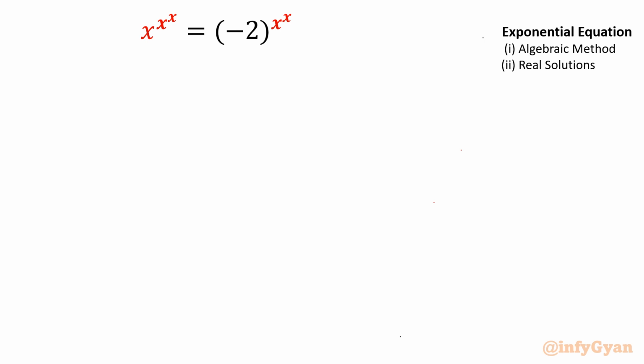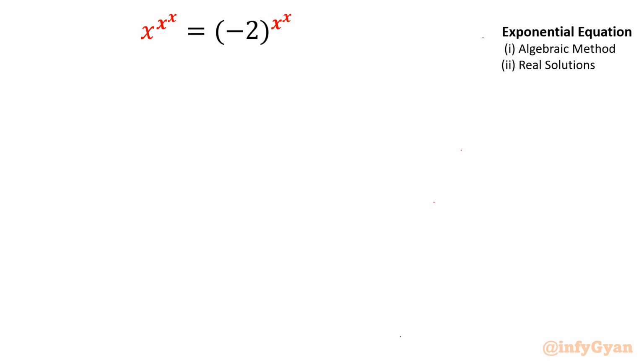In this very exciting video, we are going to solve one very special exponential equation. The equation is x^x = (-2)^(x^x). So we will solve this exponential equation algebraically. It is a very common example in the exponential case: a negative base with a positive power will actually generate holes, or you can say oscillatory behavior of the function. So let's get started.